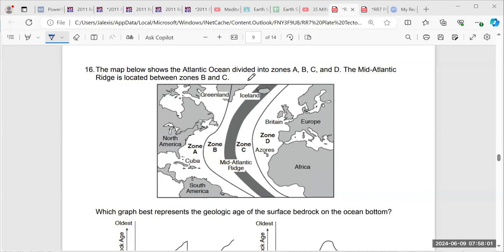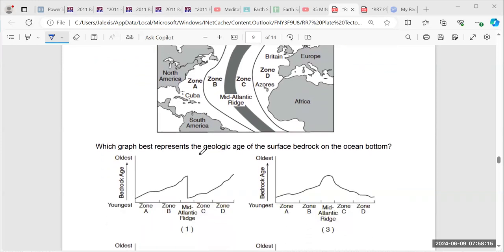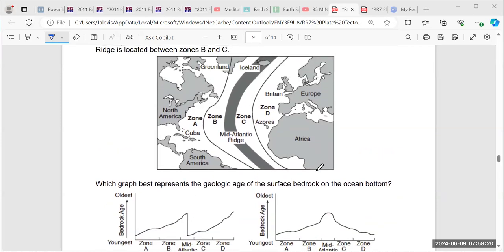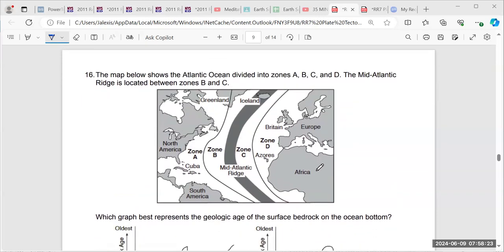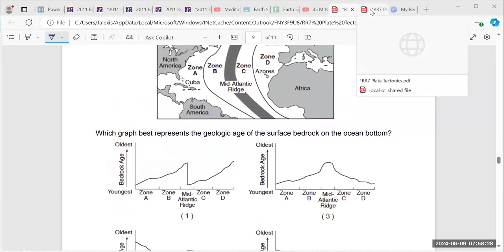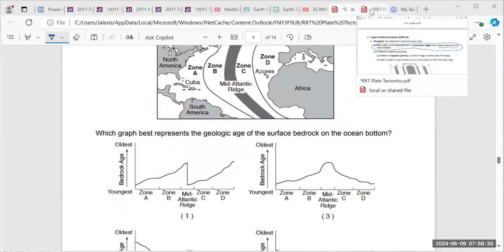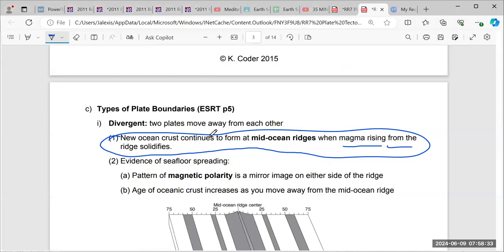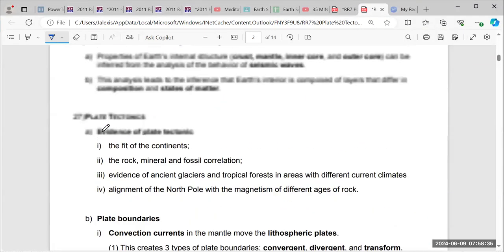16, the map below shows the Atlantic Ocean divided into zones A, B, C, and D. The mid-Atlantic ridge is located between zones B and C, so this dark gray area is the mid-Atlantic ridge. Which graph best represents the geologic age of the surface bedrock on the ocean bottom? This is for number 16. All right, well, let's look at fact 27C I2B.